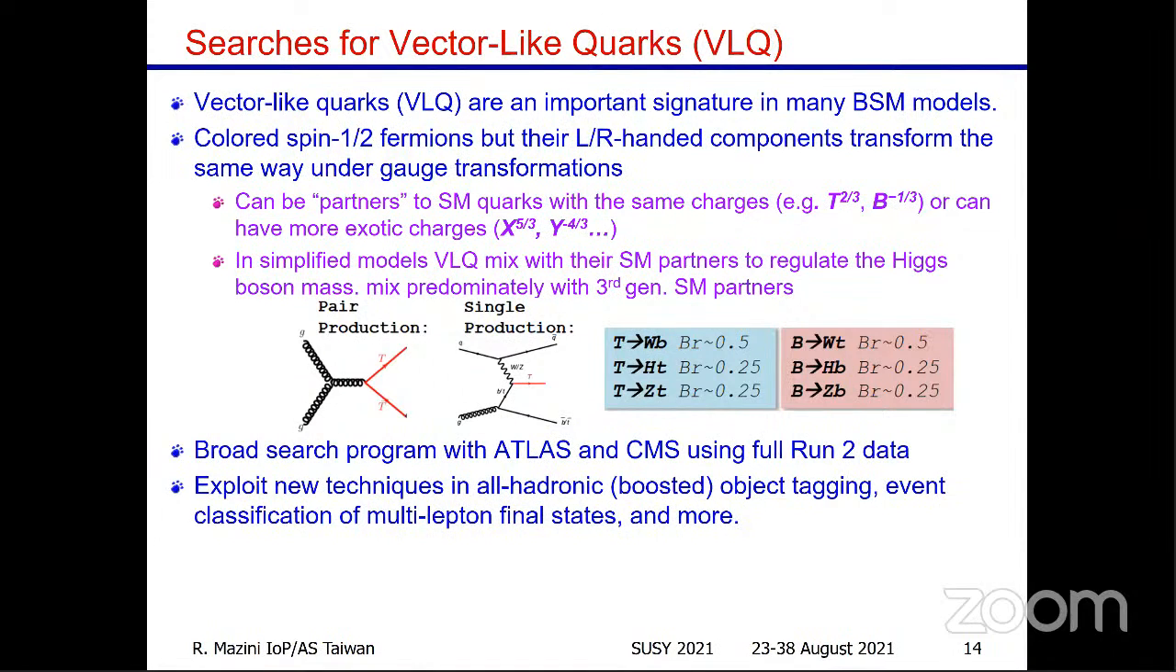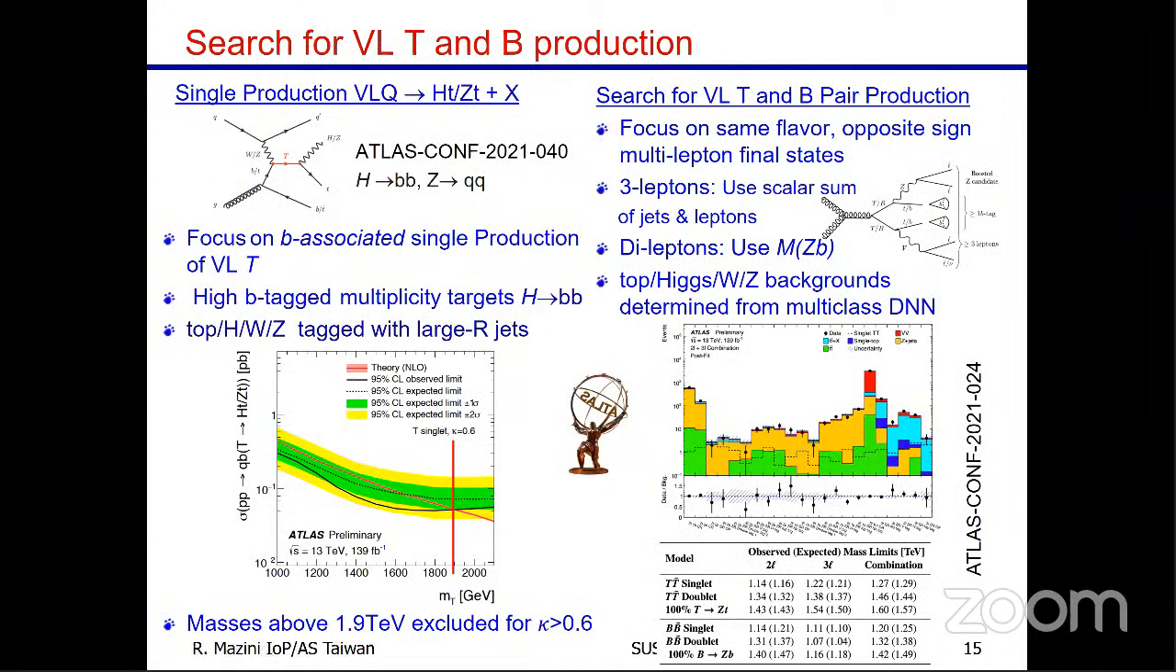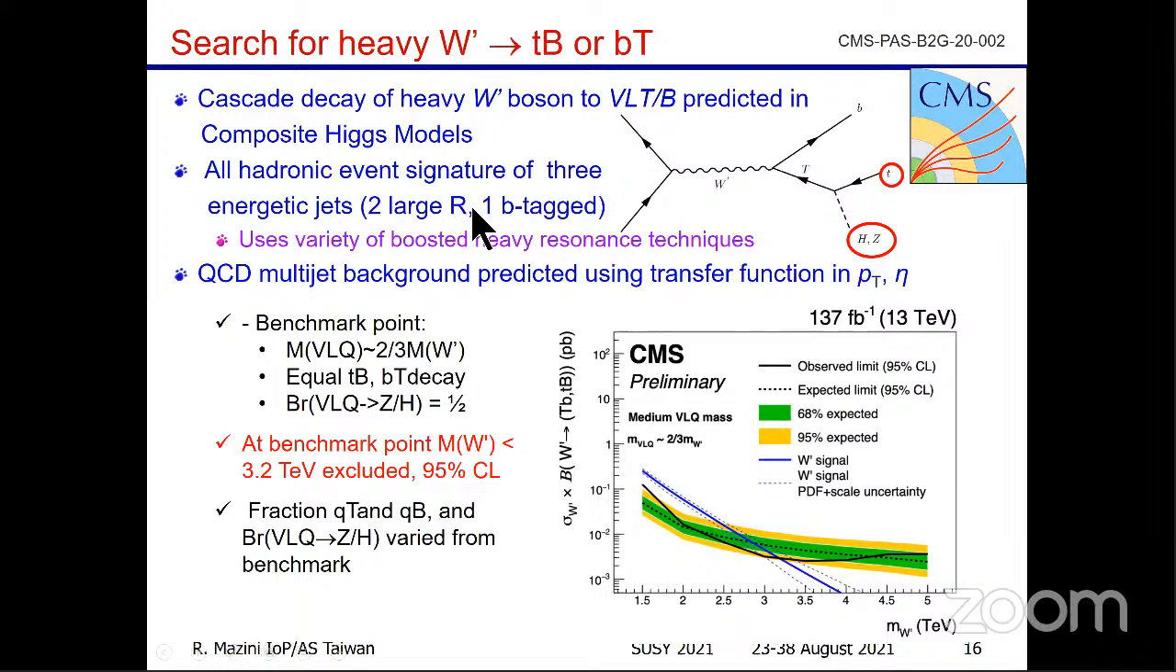So starting with the vector-like top or B, ATLAS actually searched for this particular decay, and in conclusion, masses of VLQ above 1.9 TeV are excluded for this coupling parameter. So we'll skip this. In addition, CMS did a combination of W prime and vector-like T or B as well, and with the benchmark masses of 3.2 TeV, they can actually exclude both W primes and the corresponding VLT.